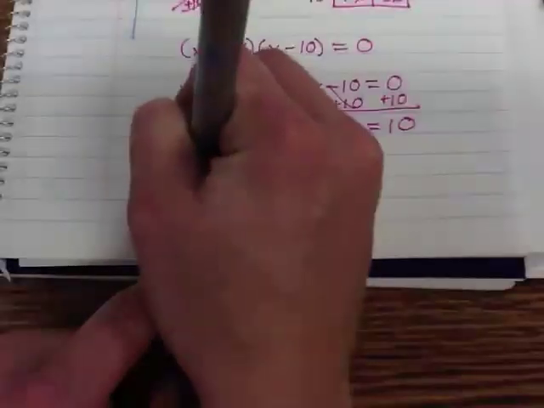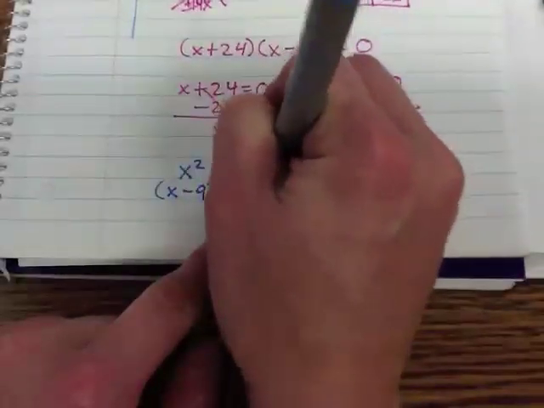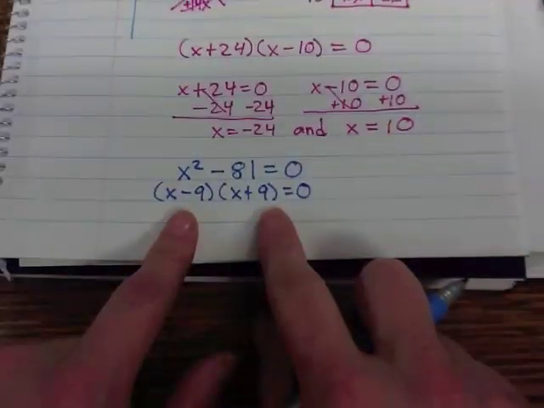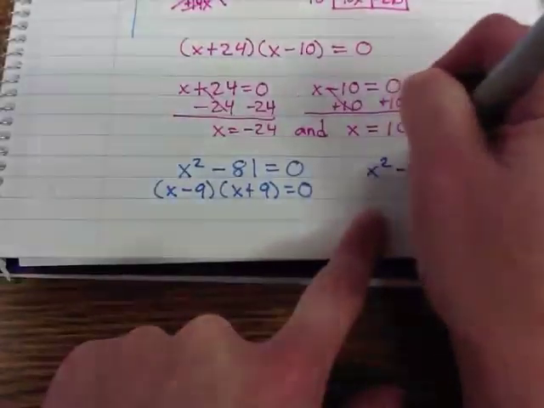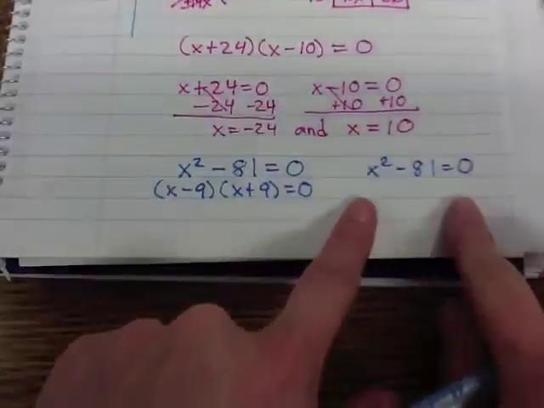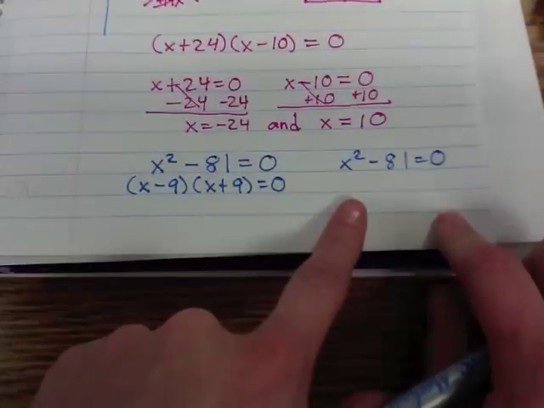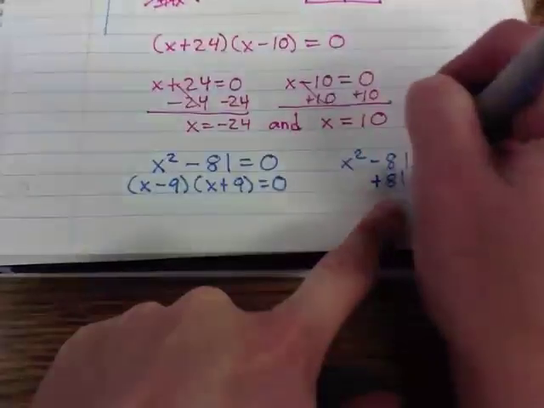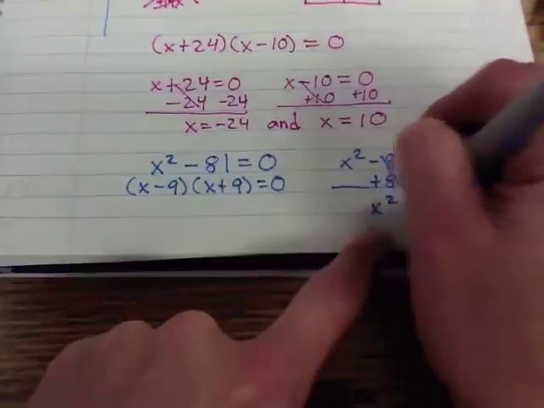What is it? x minus 9 times x plus 9 equals 0. So you'd end up with 9 and negative 9, right? Okay, now look at yesterday's. Think about how we learned how to solve yesterday. No bx. So what would you do? Add 81. And you get x squared equals 81.